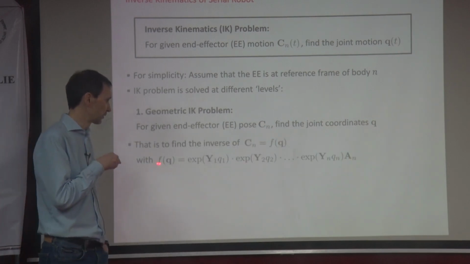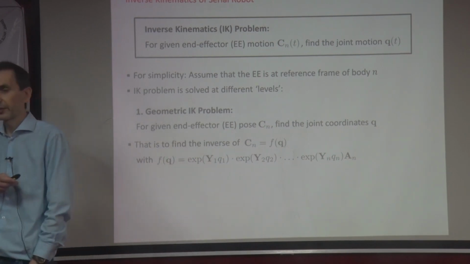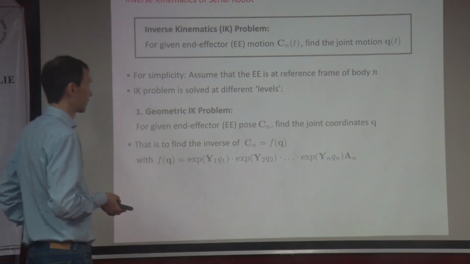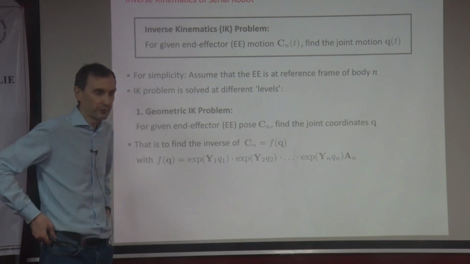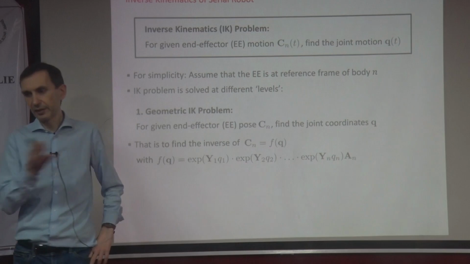Okay, and that means we would like to find the inverse of that function, right? Because we said that the forward kinematics is given by the product of the exponentials. Now the inverse kinematics is finding the inverse of the function. And that, of course, is generally not possible.